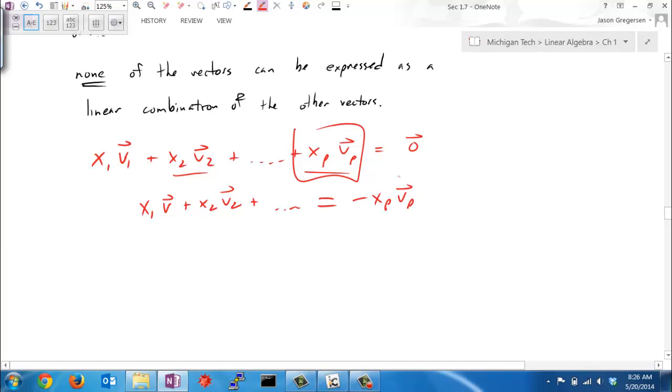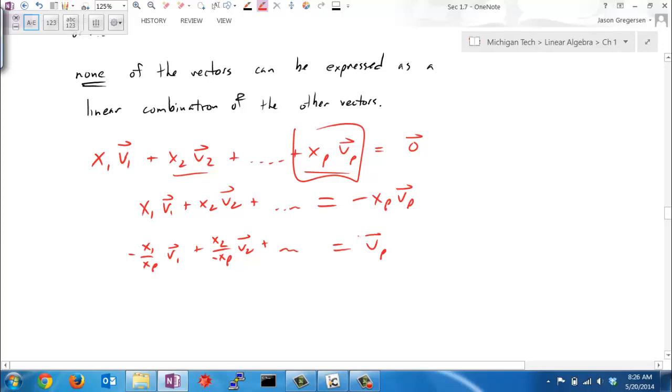Like that. Where that x, negative xp is just some number. Now it's negative 2 because I moved it over. But if it's just a number, I could also divide by it. Right, so if I divided this whole equation by negative xp, I'd have x1 over xp, it's v1, plus x2 over a negative xp, v2, plus dot, dot, dot, is equal to vp.